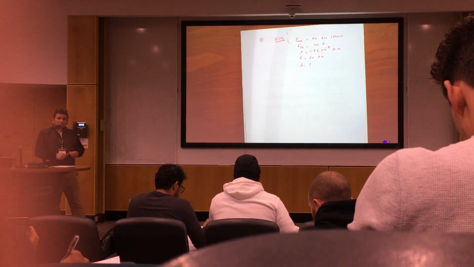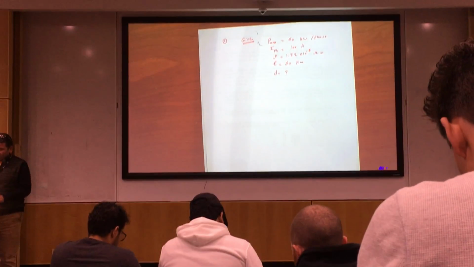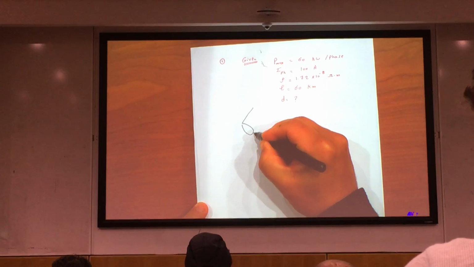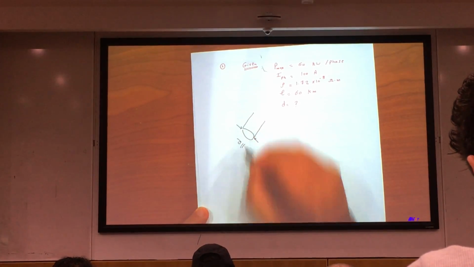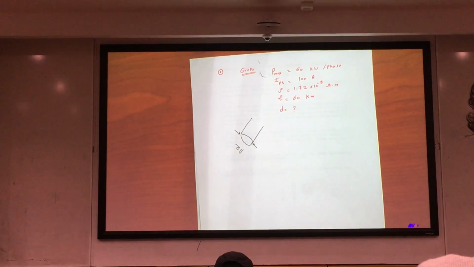given to us. So what's required is the diameter of the wire. So it's a very simple problem. We have a conductor, and we need to calculate this diameter to limit the maximum power here to 60 kilowatts.